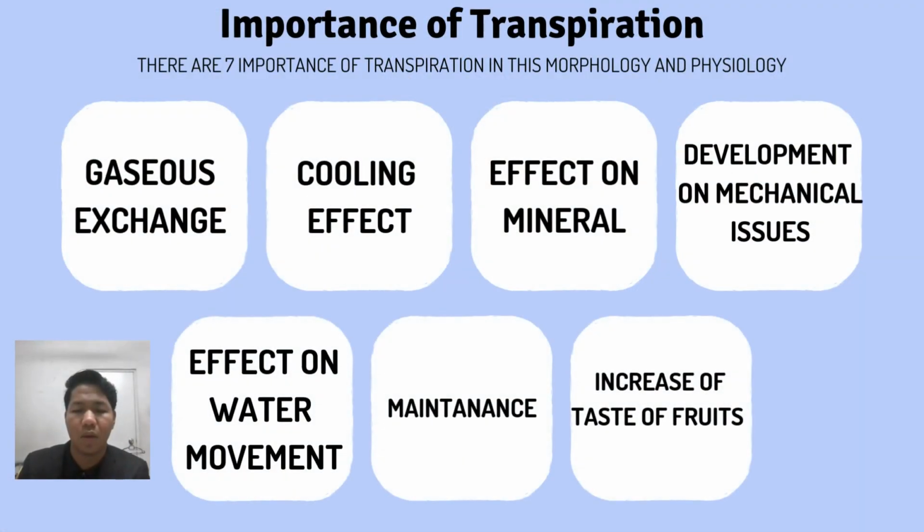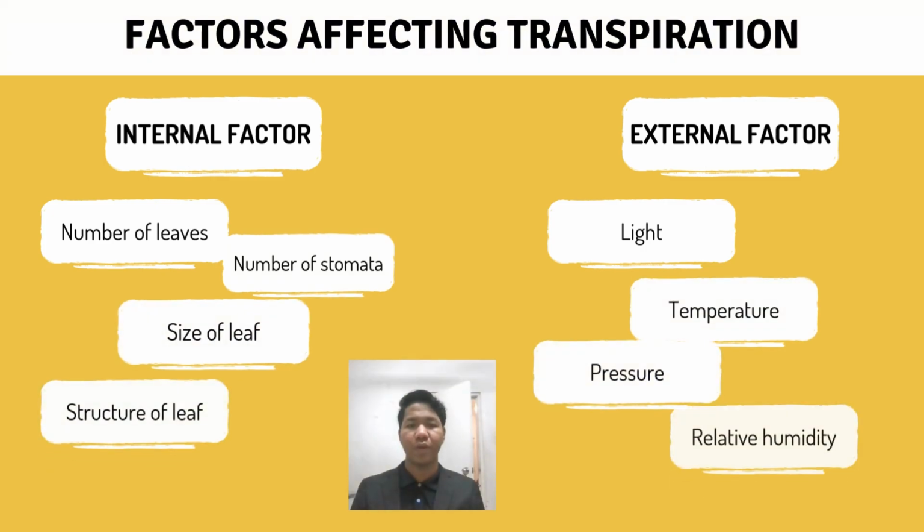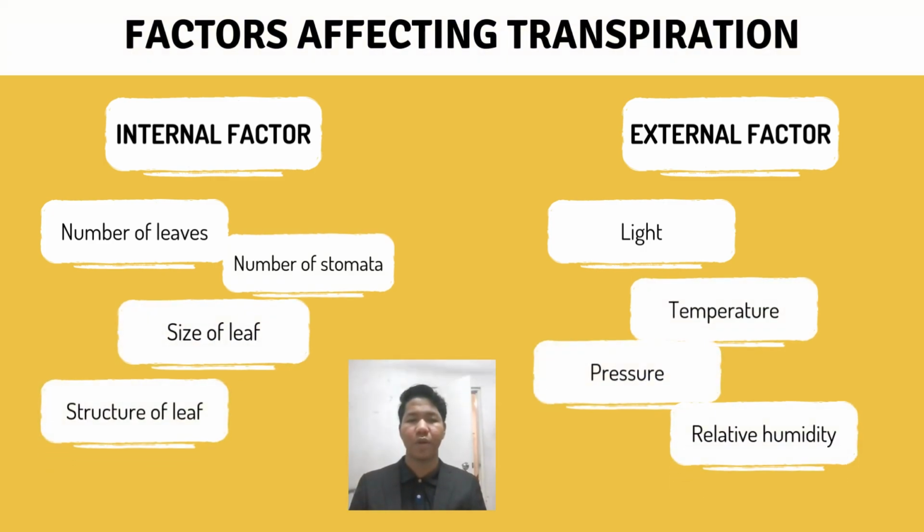Next, I present about the importance of transpiration. First is gas exchange. Next, cooling effect, water movement, mineral movement, and so on. Factors affecting transpiration are two: internal factors and external factors. Internal factors are number of leaves, number of stomata, size of leaf, and structure of leaf. For external factors, first is light, then temperature, pressure, and relative humidity.